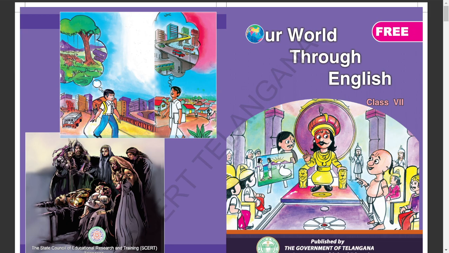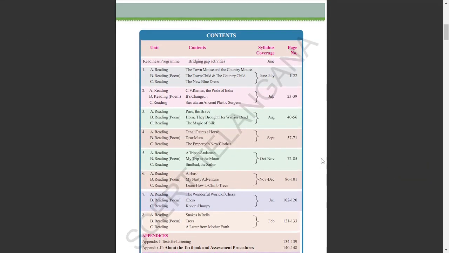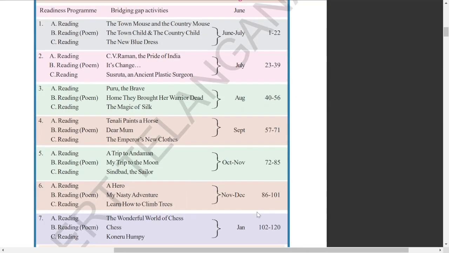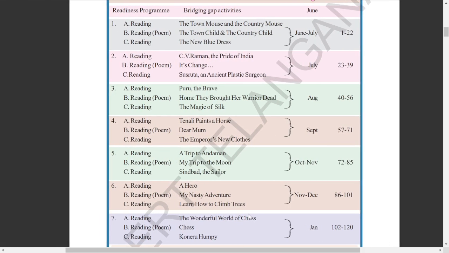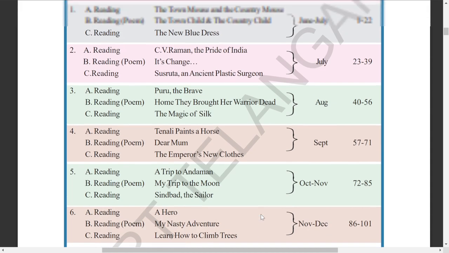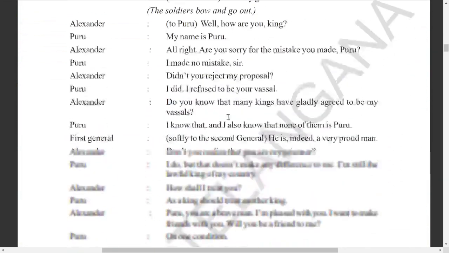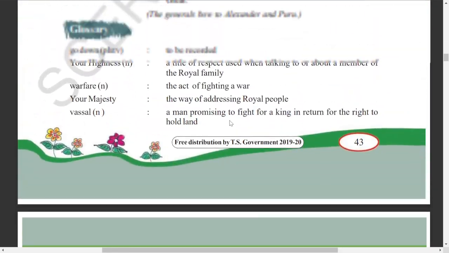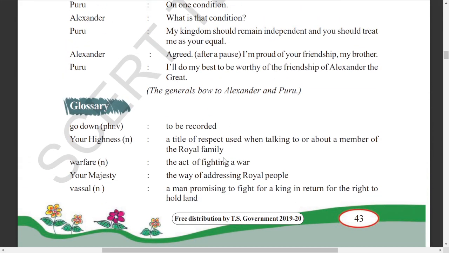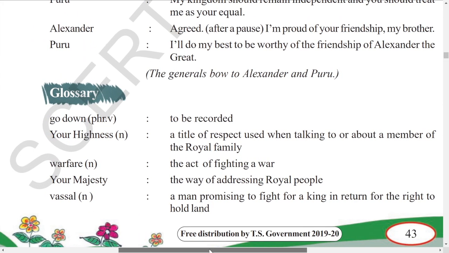So in this video, I'm going to teach you Unit 3 Grammar and Vocabulary. Unit 3 is Puru the Brave. Okay, so let us get into this. First, you have the glossary of reading A. Let us look at the glossary of reading A.